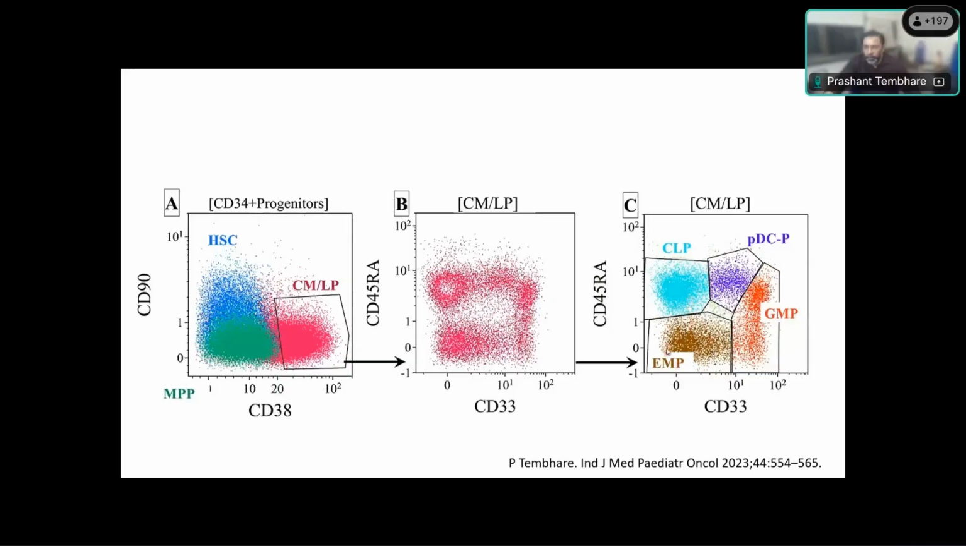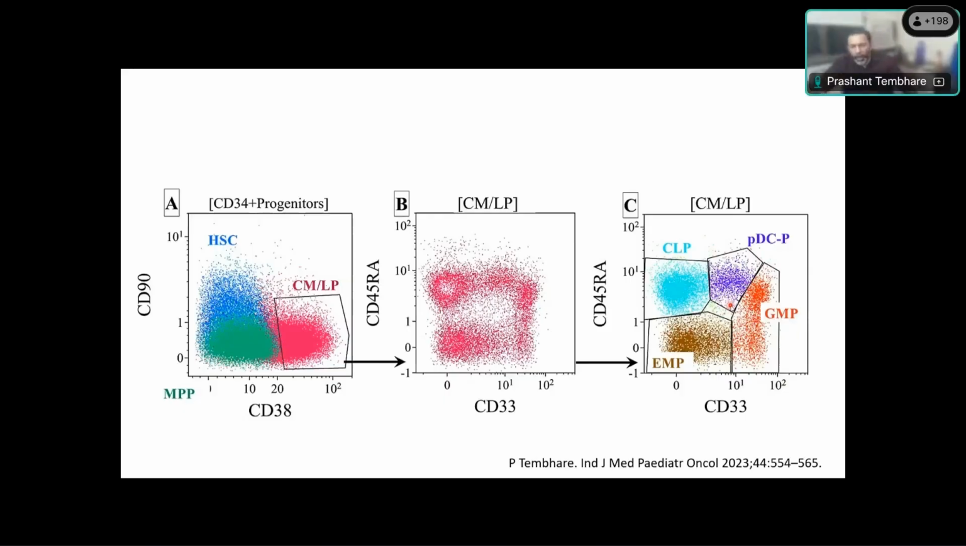This brown population is close to 0 for both axes, so it is negative for both. This orange or red population, you can see this part is positive for 33 but negative for 45RA because it is close to 0 on the y-axis. But this bluish or purple-bluish population shows positive for 45RA as well as 33. That means there is co-expression of both markers.